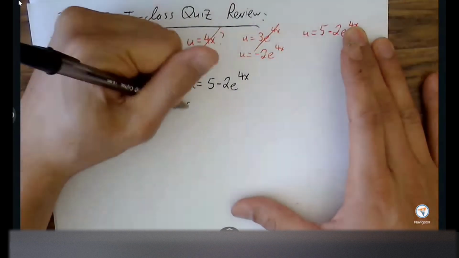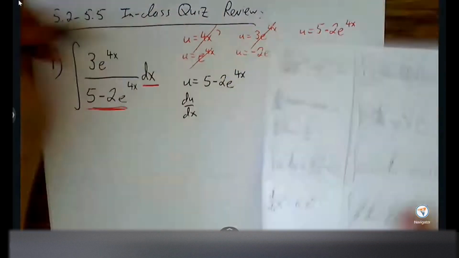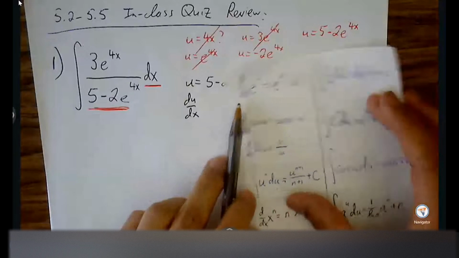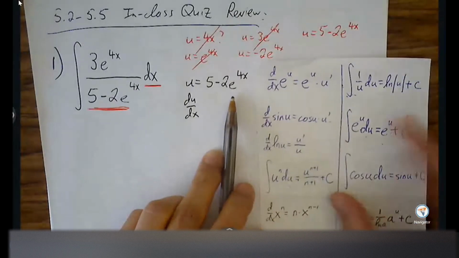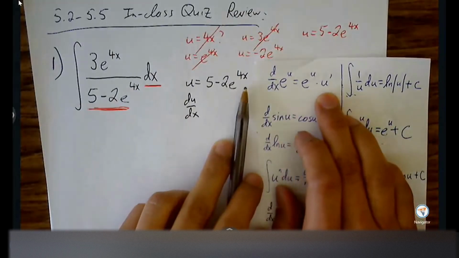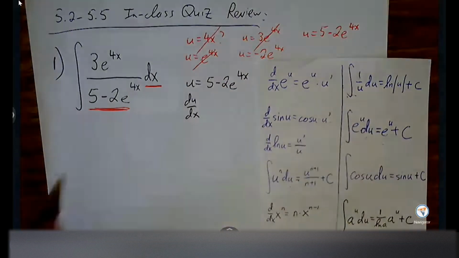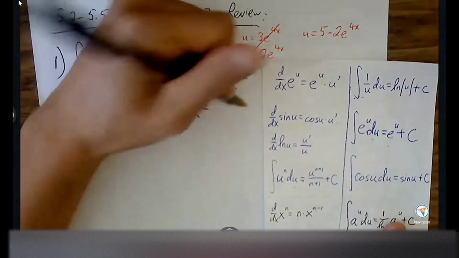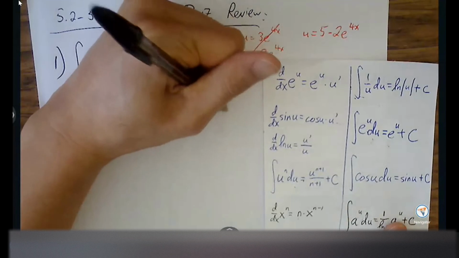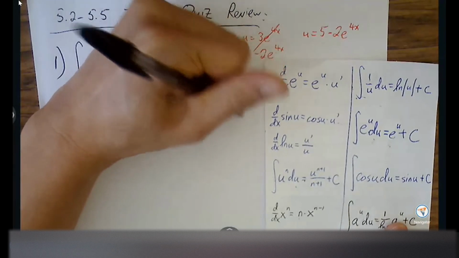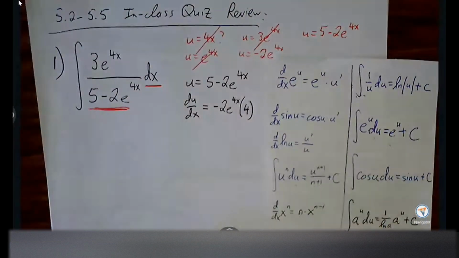All right, then what's our derivative? du dx is -8e to the 4x. The rule for e to the u is simply the original function times the exponent's derivative. The 5 goes away, but the -2 just hangs in front as a coefficient. Okay, cross multiply.